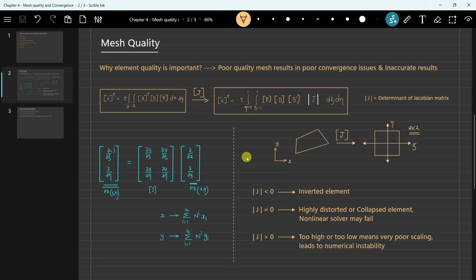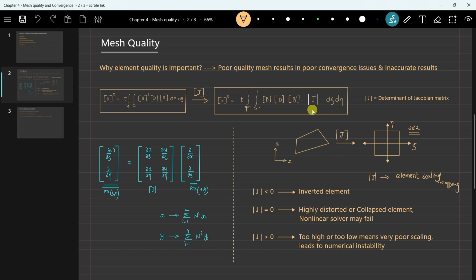With this understanding, let's try to understand why poor element quality results in poor convergence issues. As we can see here, the J, as we said, is a scaling, right? It is a shape or size factor. In other words, we can also say the J is element scaling or mapping. That means the element will expand or shrink when it goes from global to natural coordinate system.